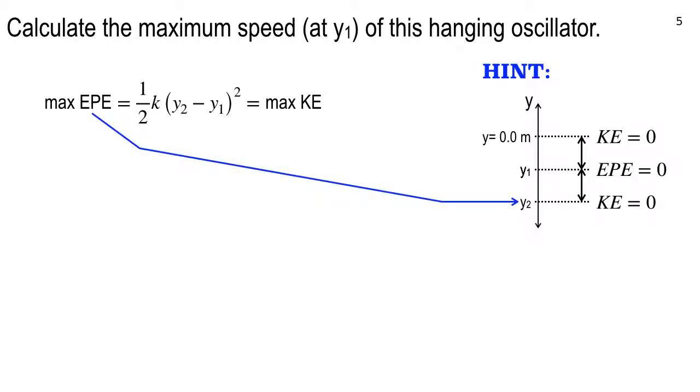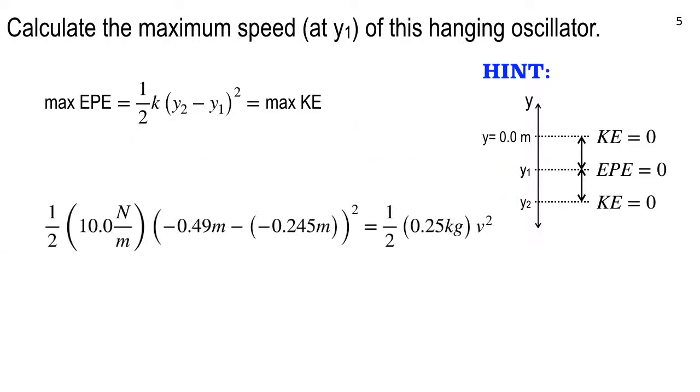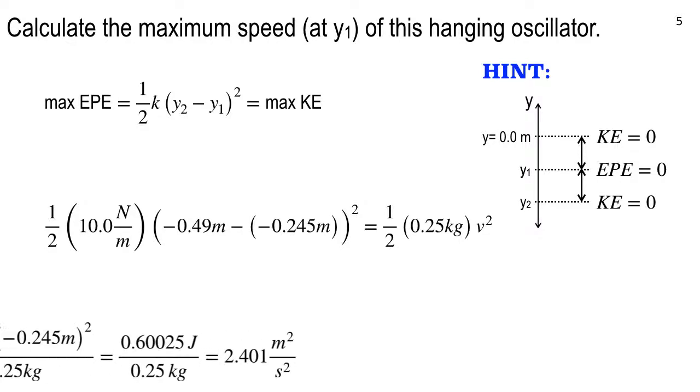So this is where you have maximum elastic potential energy down here. That's why I have this hint. And then maximum kinetic energy is up here at equilibrium, as always, for any oscillating system. All right, let's put in some numbers. Let's plug it in. The K is 10.0 newtons per meter, times negative 0.49 minus a negative 0.245, quantity squared, is equal to 1/2 mv squared. So m is over on the other side, 0.25 kilograms. And you can cancel the 1/2. I mean, it's not that bodacious, but you can cancel it if you want.